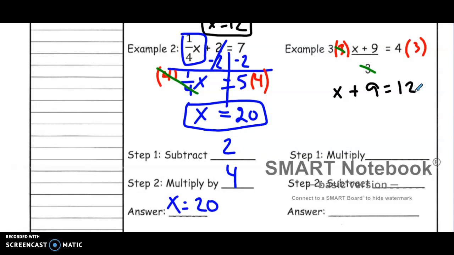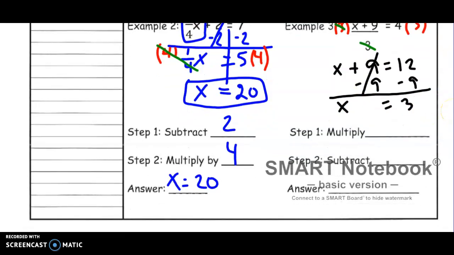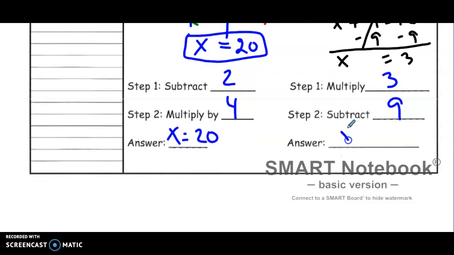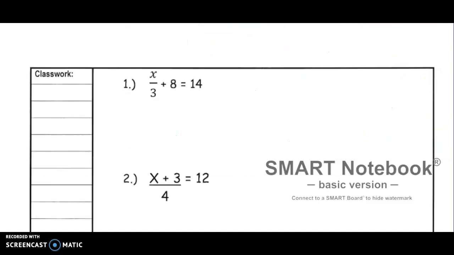Now, one more step to solve this. I need to subtract 9 from both sides. x equals 3. So my first step was to multiply by 3. My second step was to subtract 9. And that gave me an answer of x equals 3. Great. I'm going to flip over to the next page.